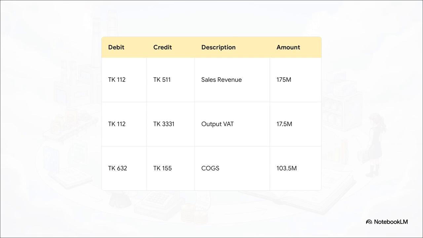Looking here on the top, we record the revenue of 175 million into account TK511 plus the associated output VAT. But right below that, concurrently, we have to debit TK632 to record our cost of goods sold, and we credit TK155 to show those finished goods physically leaving our warehouse, valued at their exact calculated production cost of 103.5 million.